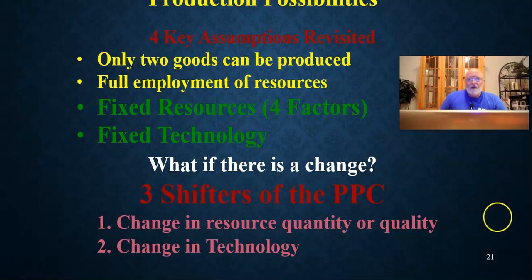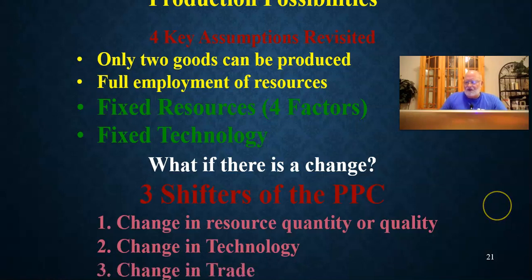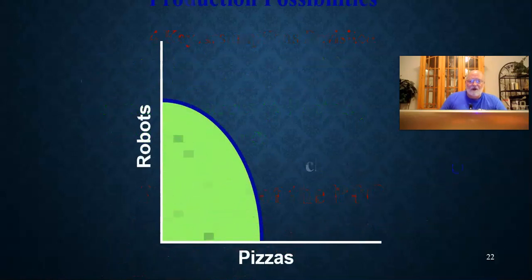What happens if a virus hit the United States and all of a sudden we required 18 hours of sleep every night? Well, the entire PPC, that's not really a technology thing. That's a resource quality because workers are resources. It would drop inward. The third one is change in trade. And what that means is, I'm going to just kind of gloss over this. When we get to absolute and comparative advantage, we will talk about a change in trade. Just, if you can get things from a country that can make things cheaper, we're just going to leave it alone and move on here. That gets rather complicated.